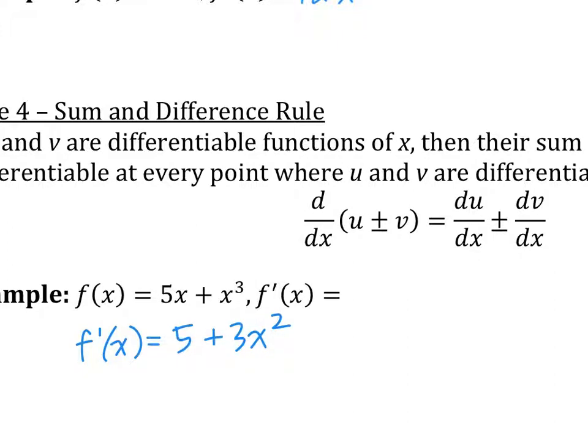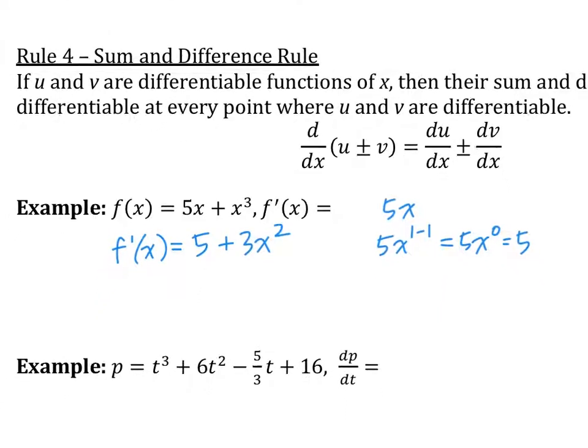If you think of 5x, you're doing the same thing. You take the power and then take that power and subtract by 1. That is 5x to the 0. x to the 0 is 1. That's how you get 5. All right, so that is the sum and difference rule.